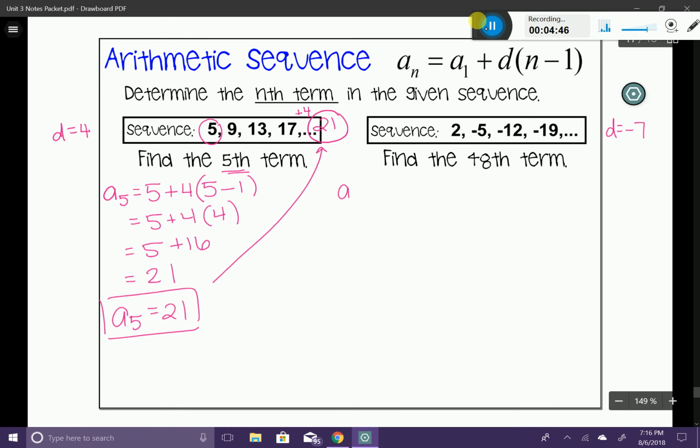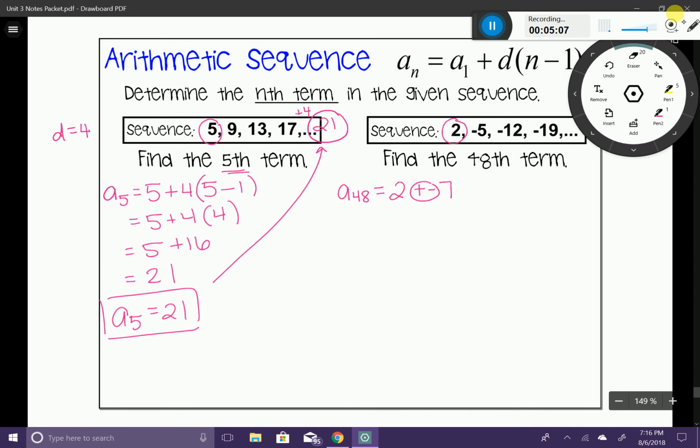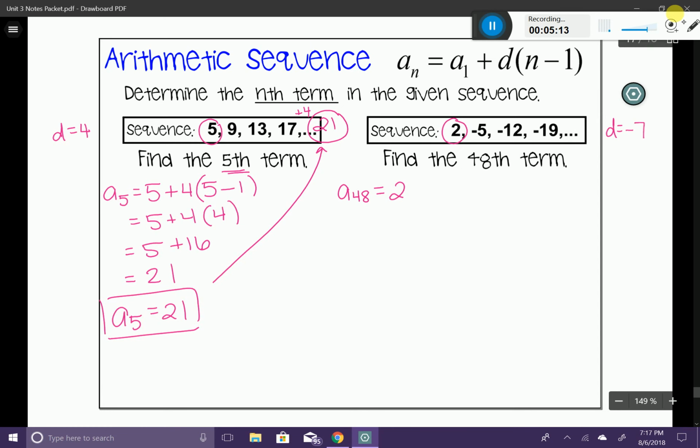So we have a sub 48, because I'm looking for the 48th term, equals the first number in my sequence, which is 2, plus my common difference. Now, notice how I have a plus and then a minus. We never, ever, ever write this like I have here. So what I would like you to do is fix that to write what we normally write. We're just going to write -7 because adding a negative is really subtracting. So go ahead and write -7 times 48 minus 1.